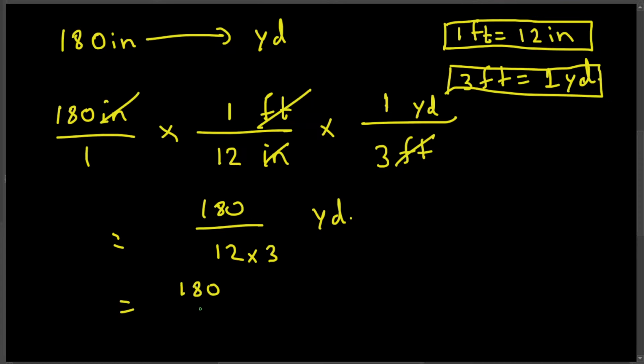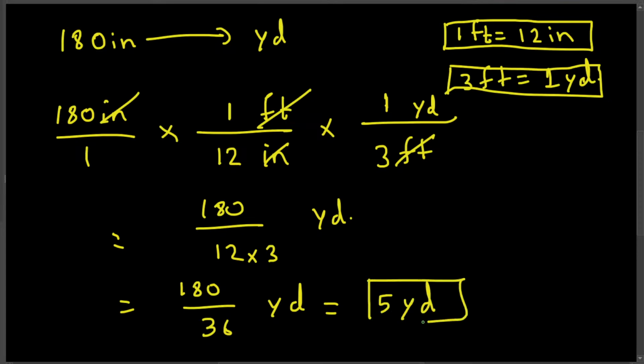180 divided by 12 times 3, that is 36, and then 180 divided by 36 is 5, so this is 5 yards. That's the conversion: 180 inches is equivalent to 5 yards. Now let's look at another example. I'm going to go ahead and erase this one.